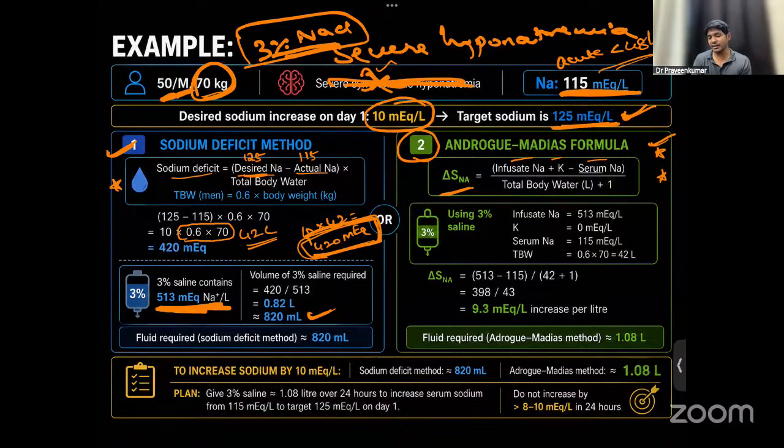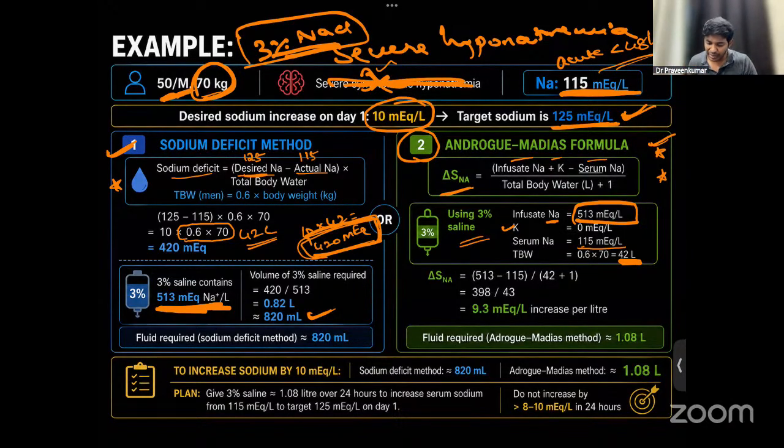I'll tell you with the same example. We have decided to use 3% saline. 3% saline has no potassium. It is only NaCl. The sodium is going to be 513, we already know that. Serum sodium is 115 in this patient. Total body water is 42 liters, which we have already calculated: 70 multiplied by 0.6 is 42 liters.